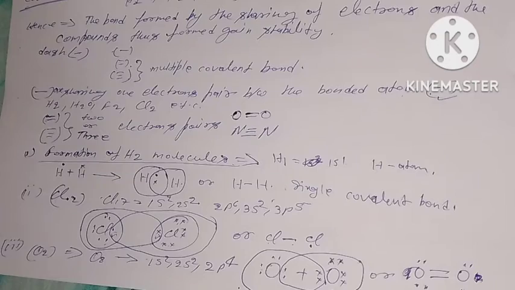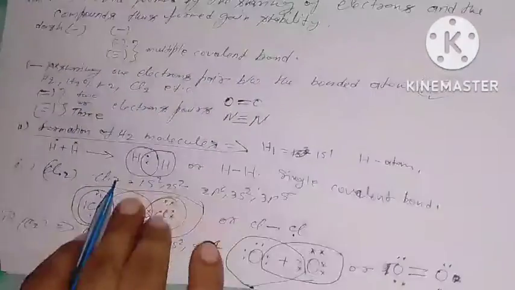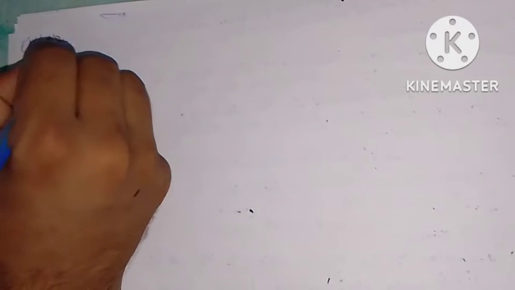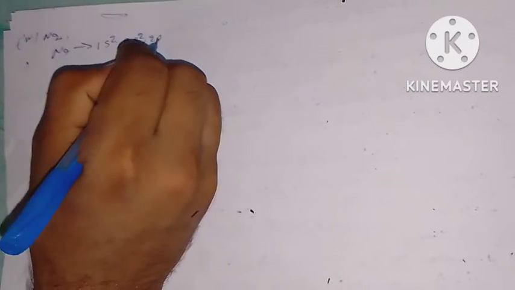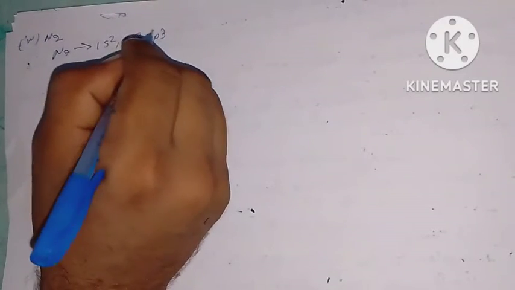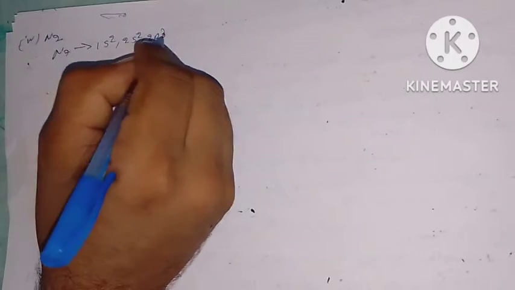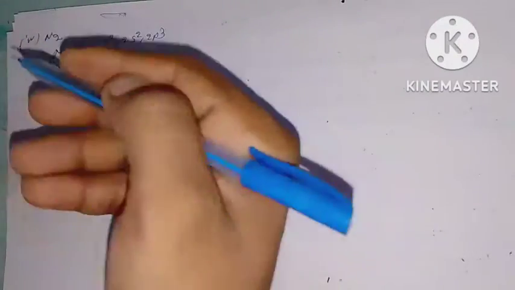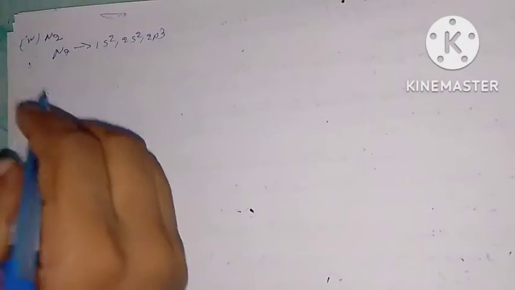Next is the formation of nitrogen molecules. N2, nitrogen molecules. There are 5 valence electrons in the outermost orbit of nitrogen. N7 is 1s2, 2s2, 2p3. 3 to 5. Hence, it requires 3 electrons to achieve the nearest stable inert gas configuration like neon.